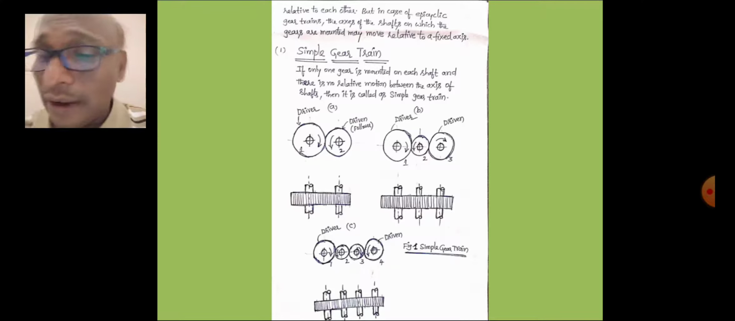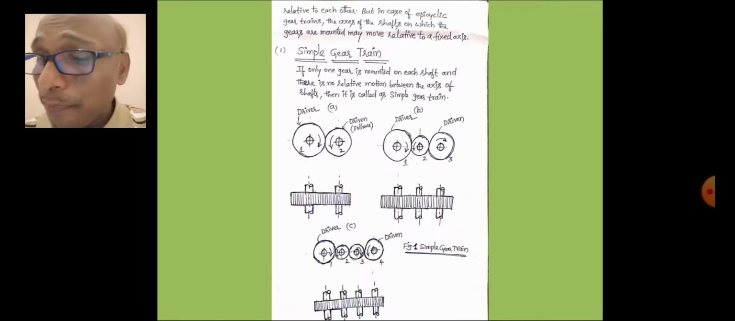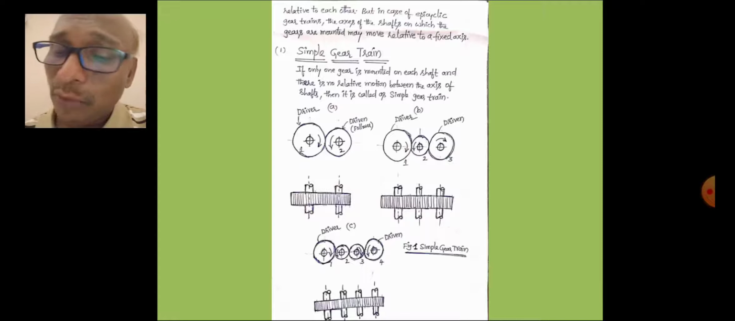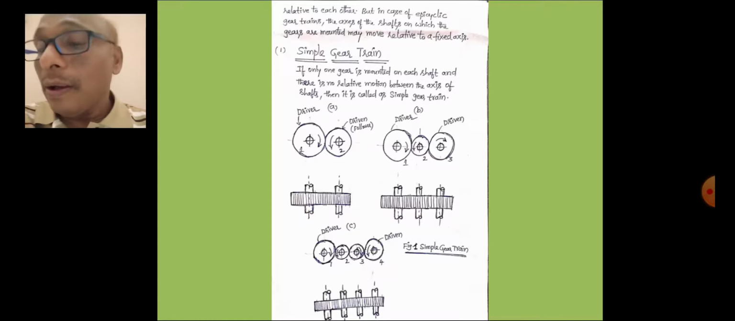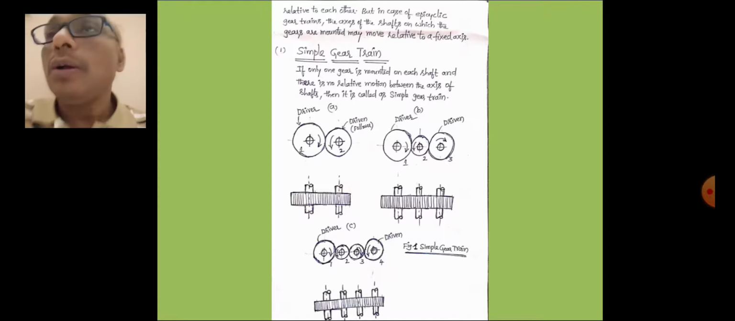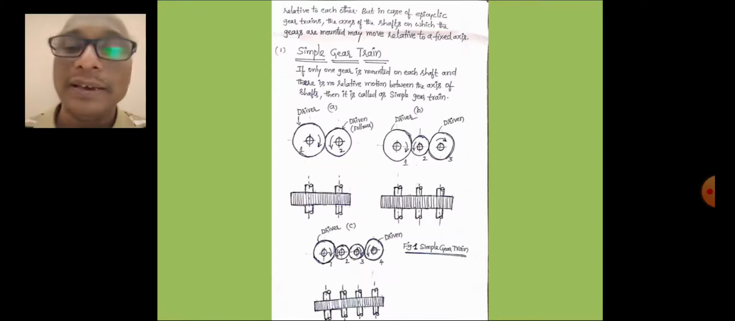All these three diagrams are known as simple gear trains, because in figure 1A each shaft is supporting only one gear. In the second one, once again there are three shafts and each shaft is supporting one gear. Similarly in figure 1C, there are four shafts and each shaft is supporting only one gear. Here the gears have been represented by their pitch circle diameters in the form of circles. So what is a simple gear train? If only one gear is mounted on each shaft and there is no relative motion between the axes of the shafts, then it is called a simple gear train.